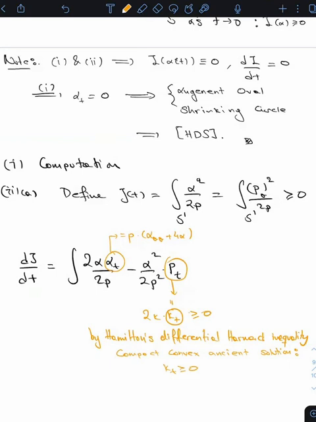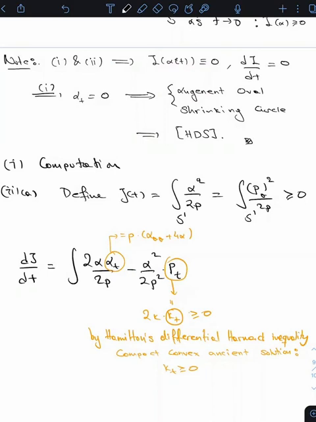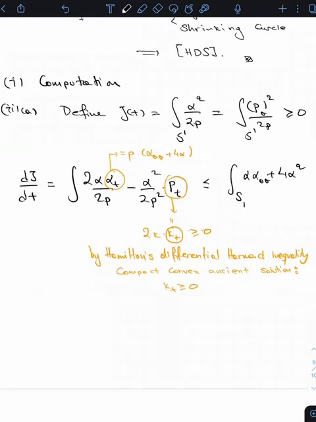So using this, the second term is less or equal than 0. I can throw it away and write this as less or equal than the integral over S1 of alpha alpha_θθ plus 4 alpha squared. Okay, I've replaced alpha_t. And now the right hand side, by using integration by parts, is equal to minus alpha_θ squared plus 4 alpha squared, which is equal to minus I alpha.